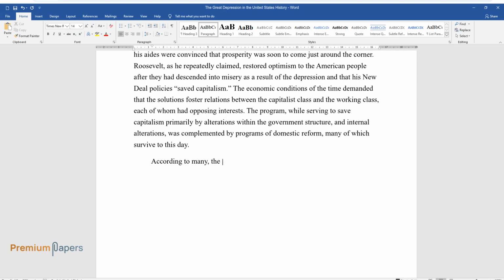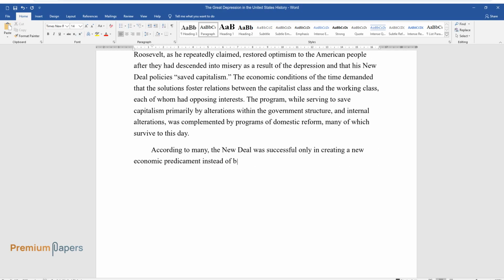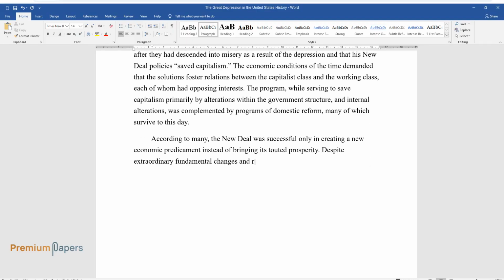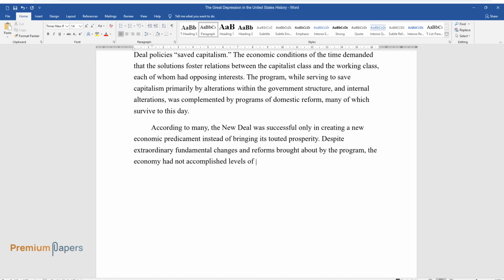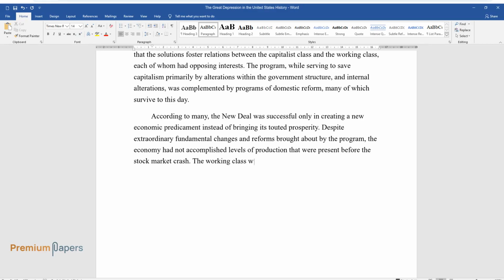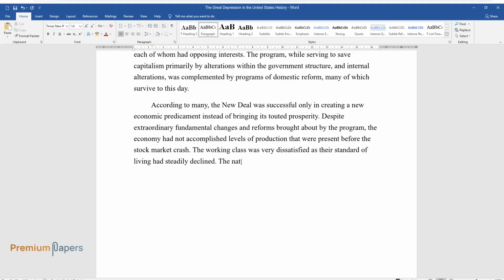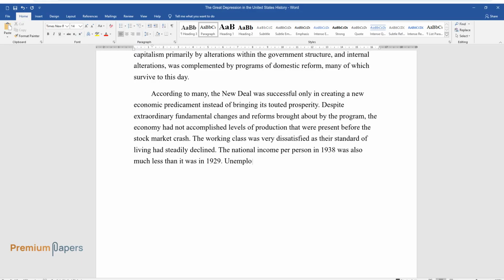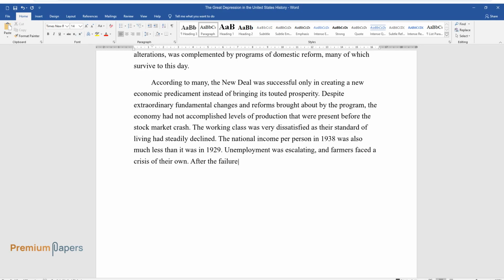According to many, the New Deal was successful only in creating a new economic predicament instead of bringing its touted prosperity. Despite extraordinary fundamental changes and reforms brought about by the program, the economy had not accomplished levels of production that were present before the stock market crash. The working class was very dissatisfied as their standard of living had steadily declined. The national income per person in 1938 was also much less than it was in 1929. Unemployment was escalating, and farmers faced a crisis of their own.